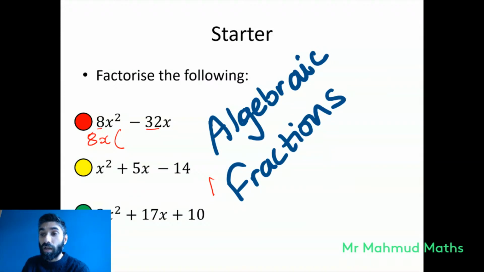So we need to multiply it by x. Now, minus 32, so what do we need to times 8x by to get to minus 32? That would be minus 4. Now, you can check your answer by multiplying out the brackets. So 8x times by x is 8x squared, and 8x times by minus 4 is minus 32x. Okay, so the answer is 8x brackets, x minus 4.